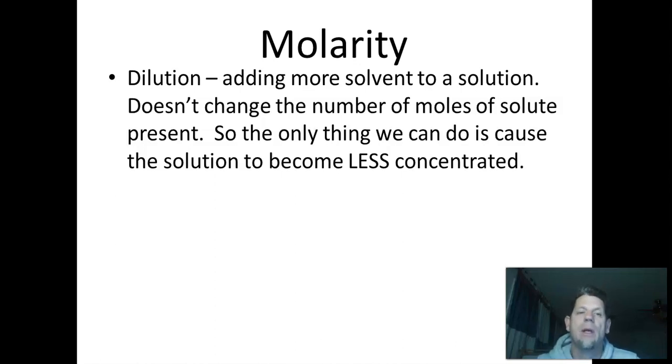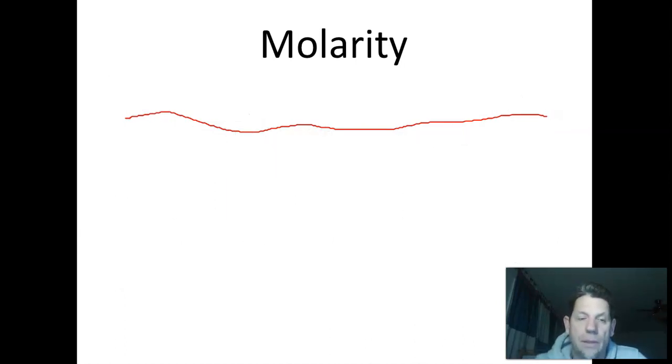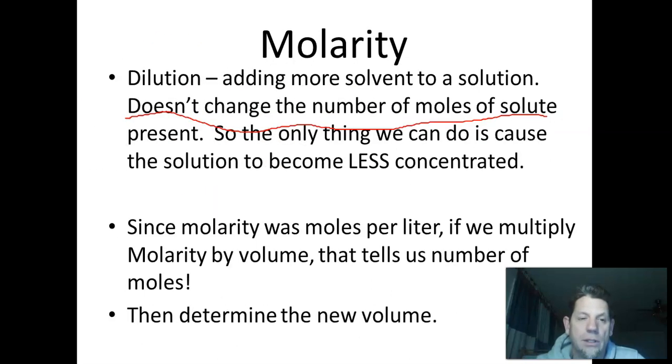Notice that the number of moles of solute does not change. The number of moles in my solution is going to remain the same. So if you look at molarity times volume equals moles, we can do that every time. Multiplying molarity by volume tells us how many moles are in our solution.